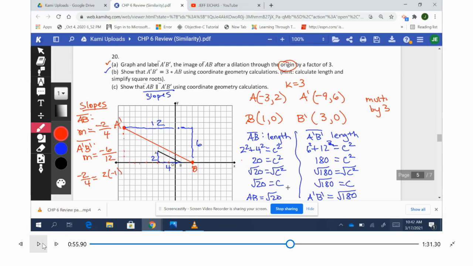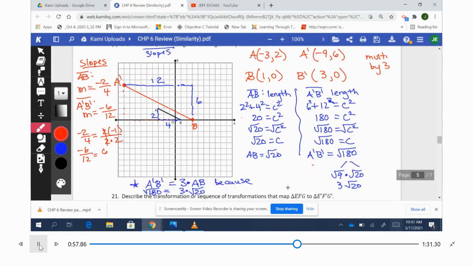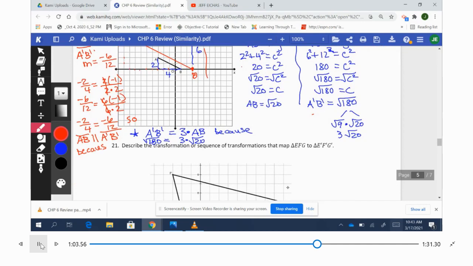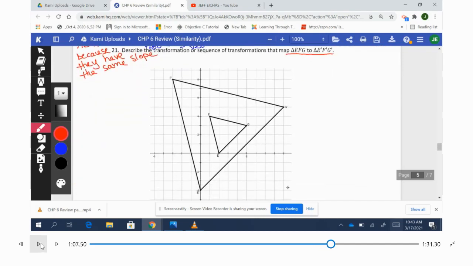Okay, so now I'm going to simplify and just show you. I'm going to factor out a 2, which leaves me negative 1/2. And then I'm going to factor out a 6, which leaves me negative 1/2. This shows that those are equal. So AB and A prime, B prime are parallel because they have the same slope.